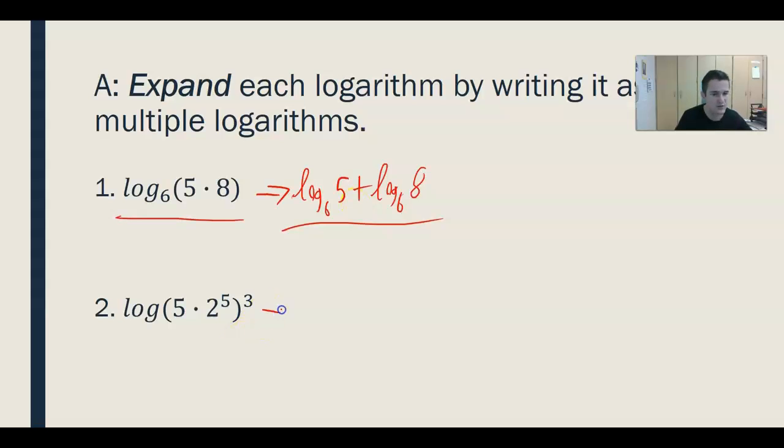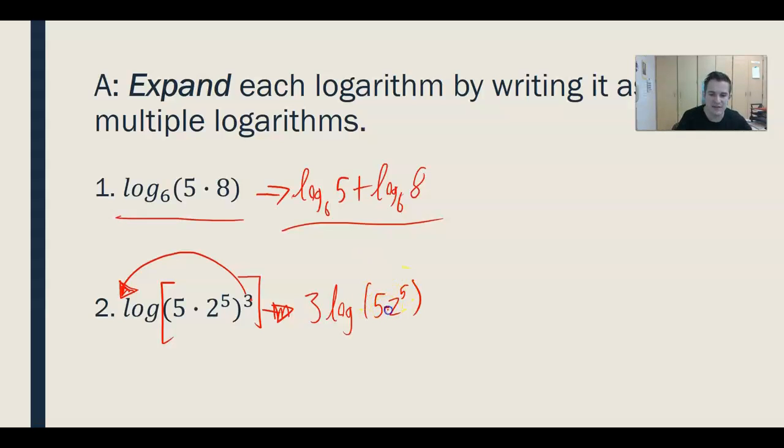Okay, let's try another one. This one's a little bit more difficult. Here I have log of 5 times 2 to the 5th, all to the 3rd power. And notice that there's a lot going on. There's several rules we're going to use. So I'm going to start kind of like I do with order of operations. I'm going to start from the outside and work my way in. So I'm going to start by dealing with this exponent right here. Well, when I have the log of something to a power, that power goes to the front. So this is really 3 times the log of 5 times 2 to the 5th, like so.